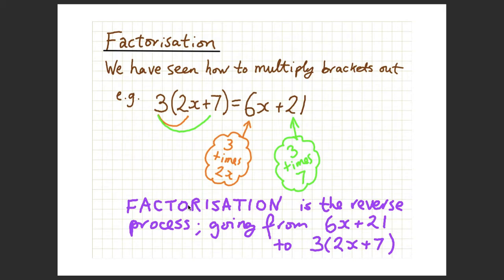Now, that's multiplying brackets out. Factorisation is the reverse of that. So if you want to go from the 6x plus 21 and write it as something times a bracket, it's that process. Factorisation is going from 6x plus 21 back to 3 times 2x plus 7. There are reasons that you might want to do that, which you'll see later on in maths. It does help make some things easier to solve if you've got them factorised.